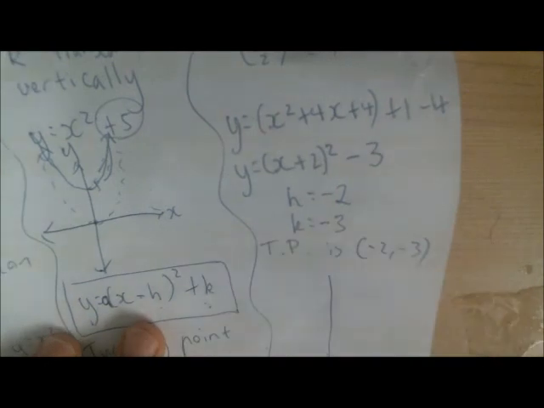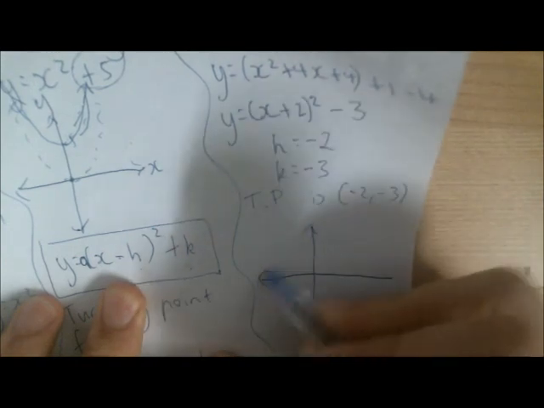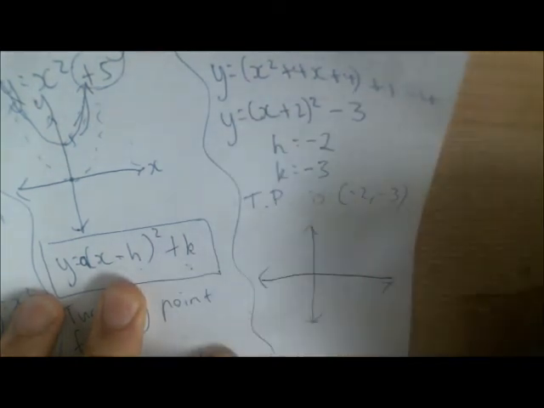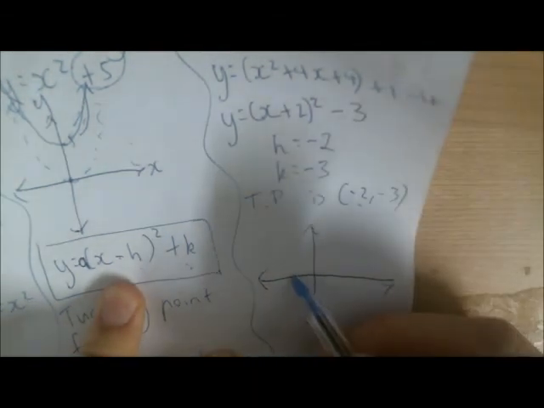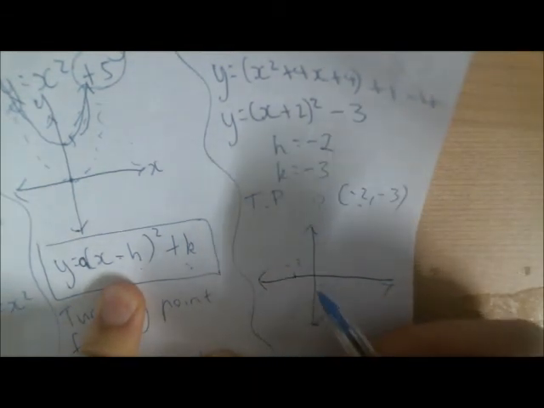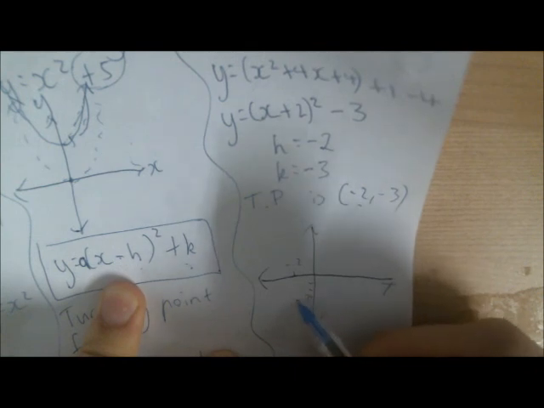So here's my little graph. My turning point, so that's my starting point. Negative 2, negative 3 is here.